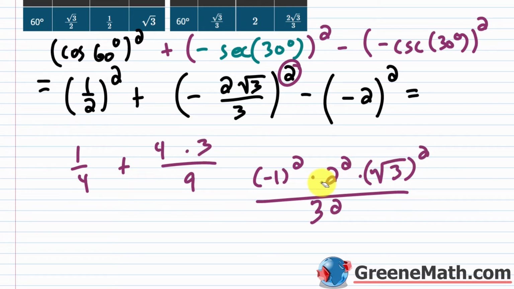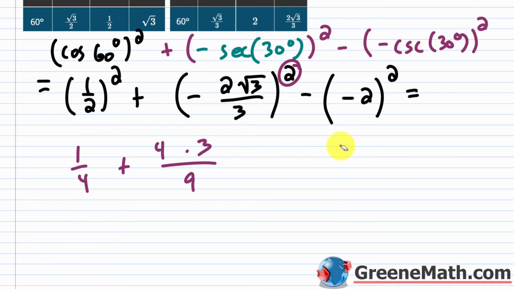So that's where this is coming from. Let me get rid of this. And you can cancel a common factor of 3 between numerator and denominator. So this is going to be 4/3. So this is 4/3. And then minus the negative 2 being squared.